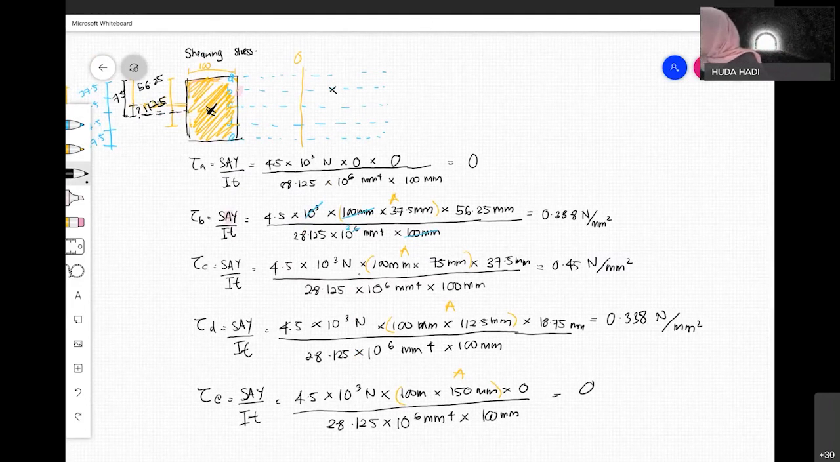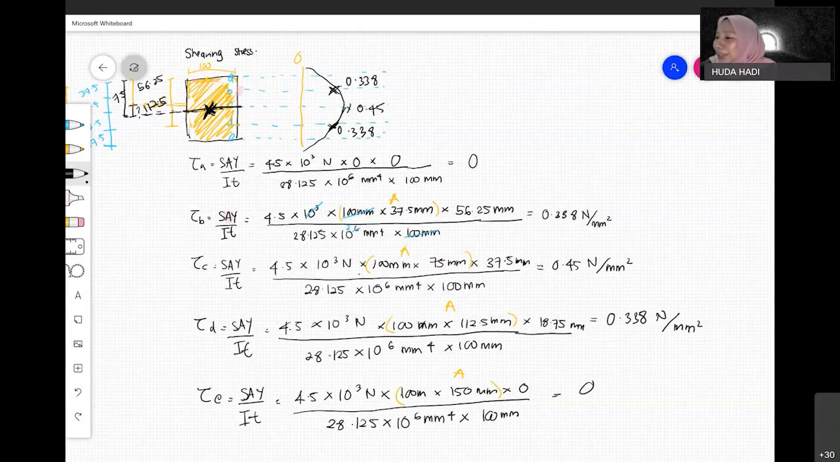Value dia sama lah. For B and D, value dia sama 0.338. And then for C, it is 0.45. So bila you buat tu, pandai-pandai lah you lengkungkan dia. Dia lengkung sebenarnya. Okay, and then you put lah the value. Tada! Sekejap. Okay, jadi apa yang you nampak kat sini? Shearing stress kat mana dia punya maksimum? Shearing stress maksimum dia dekat C. Okay lah, kat sini.